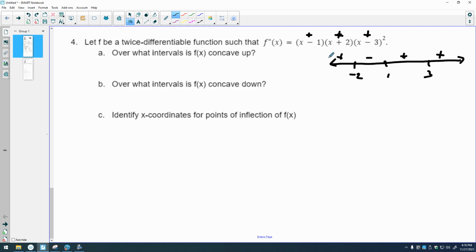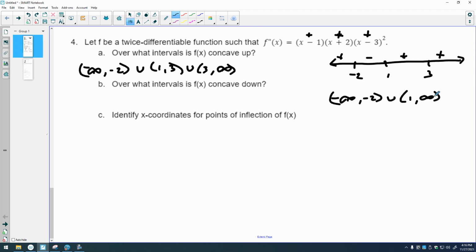Okay, concave up, meaning my second derivative is positive. Well, that'll happen from negative infinity to negative 2, put that together with 1 to 3, and with 3 to infinity. Now, just so you know, on AP Calc tests, they're not going to do that. They're going to go from negative infinity to negative 2 and union that with 1 to infinity. They don't break at 3, okay? Is it still concave up at 3? Well, that's debatable. It's neither concave up nor concave down, but there's a big argument there.